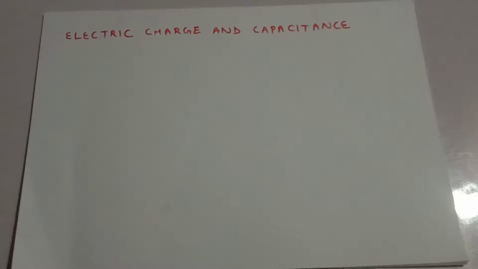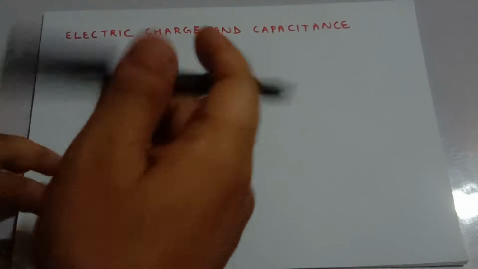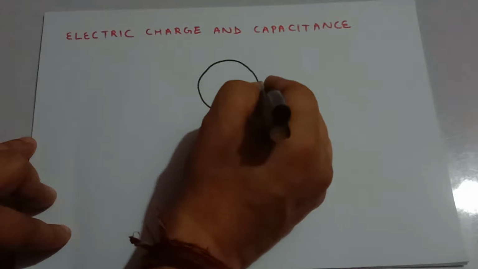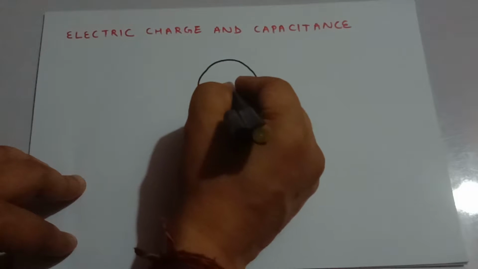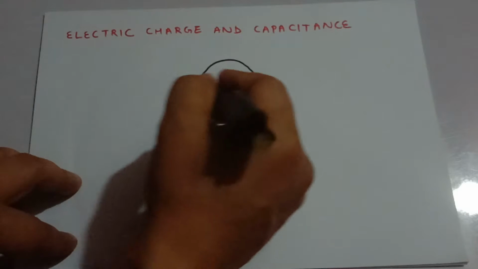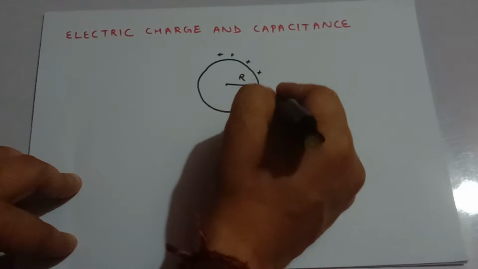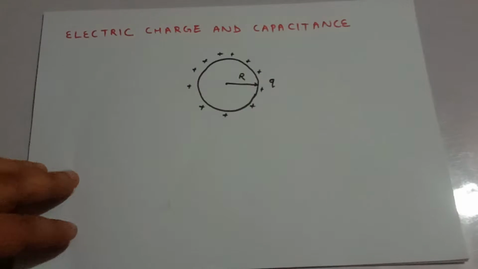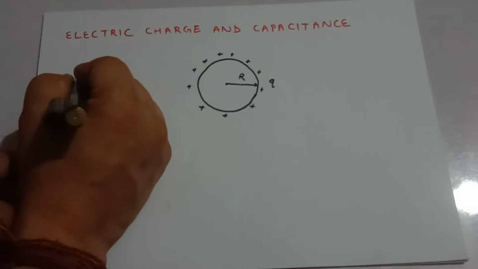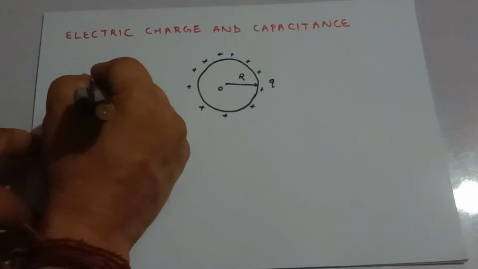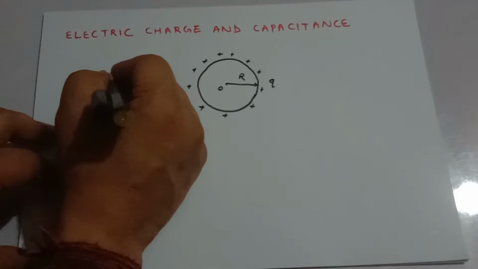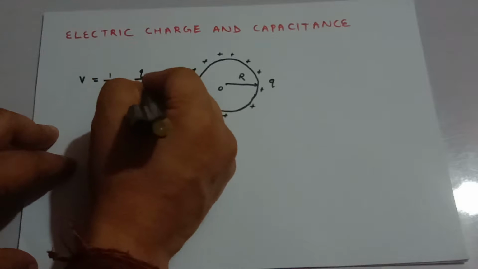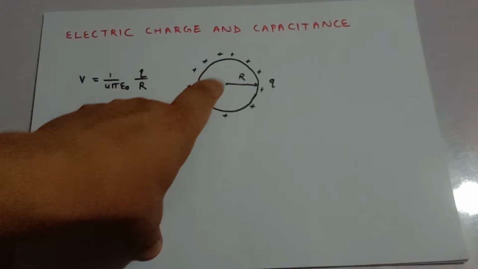So let us, students, try to understand. Suppose there is a particular sphere, which is a conductor having a radius capital R and has some positive charge on it, and that positive charge is Q. Then we know that the potential of this conductor at the center O would be 1 upon 4 pi epsilon naught Q divided by capital R. Electric field at the center is 0, but the potential is this.